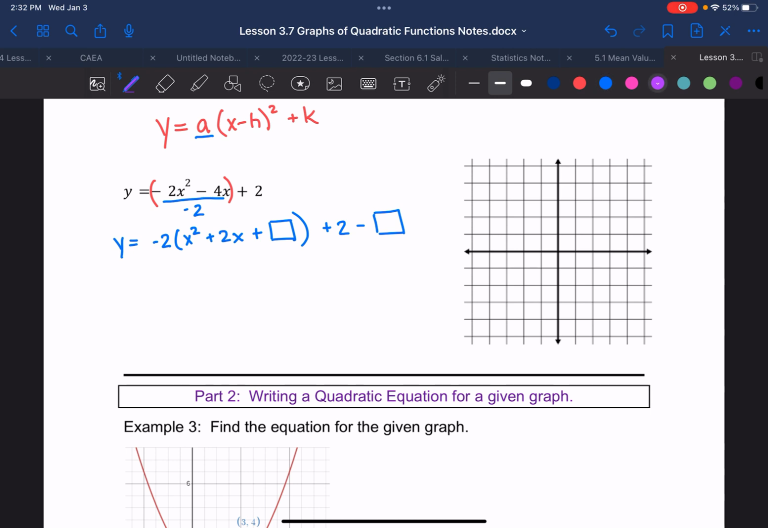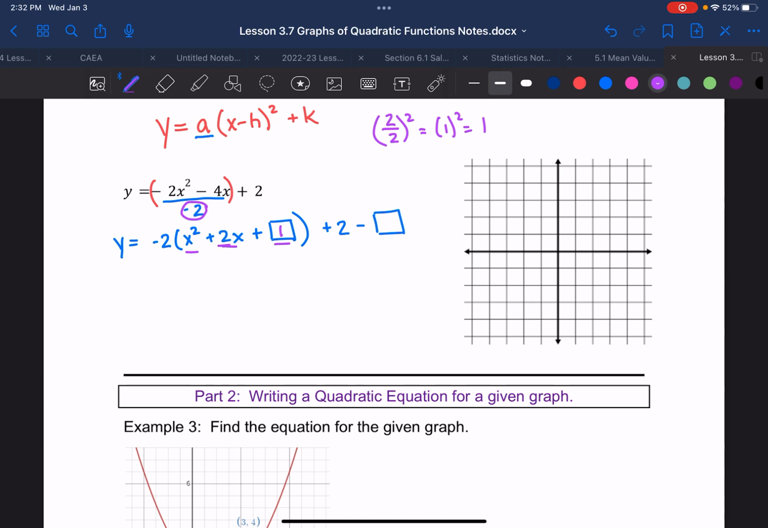Now I'll do this just like we did yesterday. We're going to take half of b, which is our 2 term, and square that. That's going to give me a 1. Now you might immediately want to put a 1 in here, but let me caution you too. At the beginning of this problem, we pulled this -2 out. We pulled it out of all 3 of these terms, even the term that wasn't there yet.